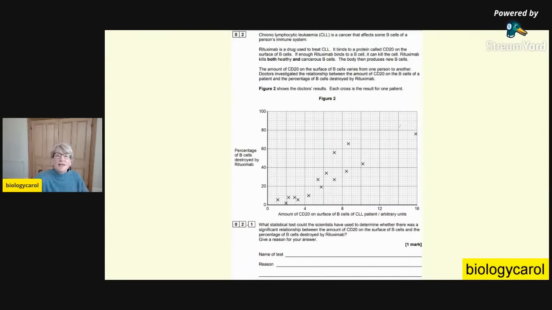Okay, this is about chronic lymphocytic leukemia, CLL, which affects B cells of the immune system. And rituximab is a drug that treats CLL, and it does that because, and here I've drawn myself a little diagram, as it were, in the margin of the paper.